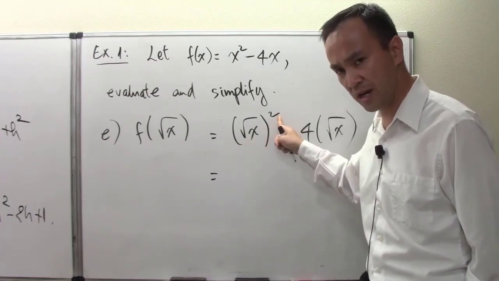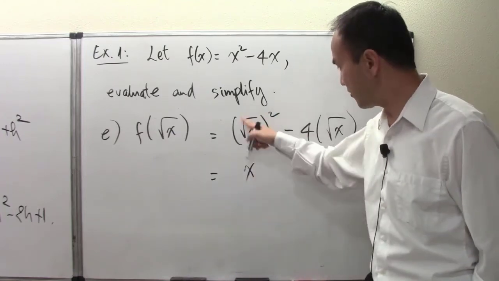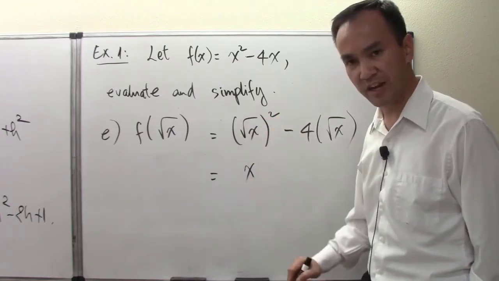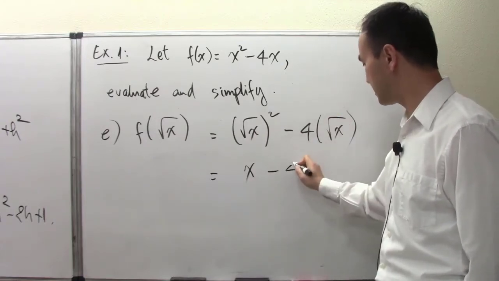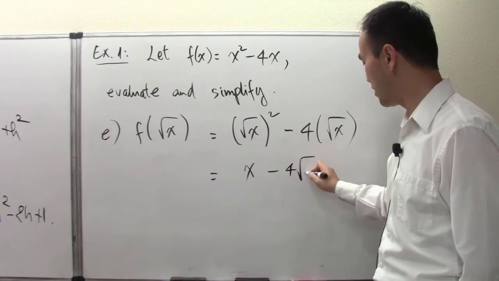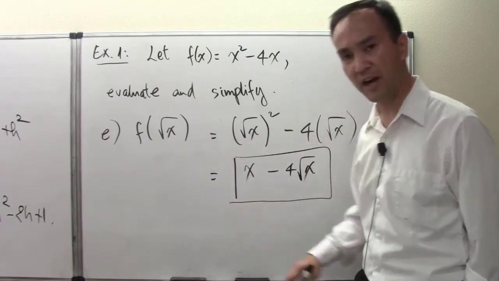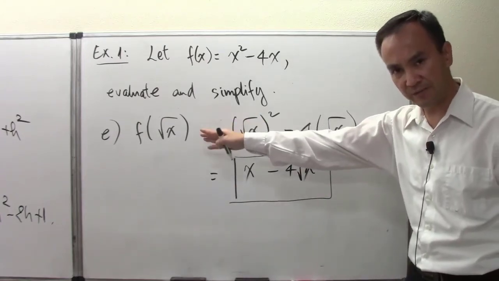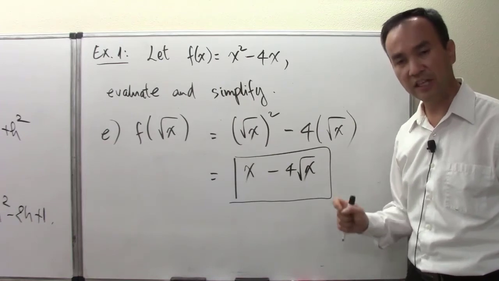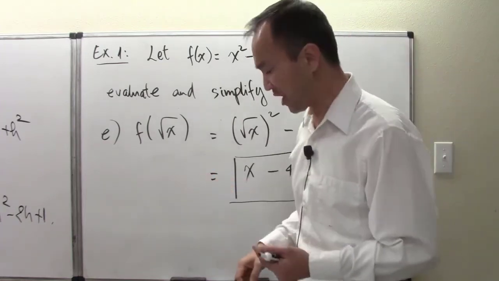So square will cancel with the square root. Now it gives me an x. So the square root being squared is simply x, minus, and then we have nothing else to be done here other than minus 4 square root of x. This is our simplified final expression for this evaluation, f of square root of x. Okay, all right, how about one more try?